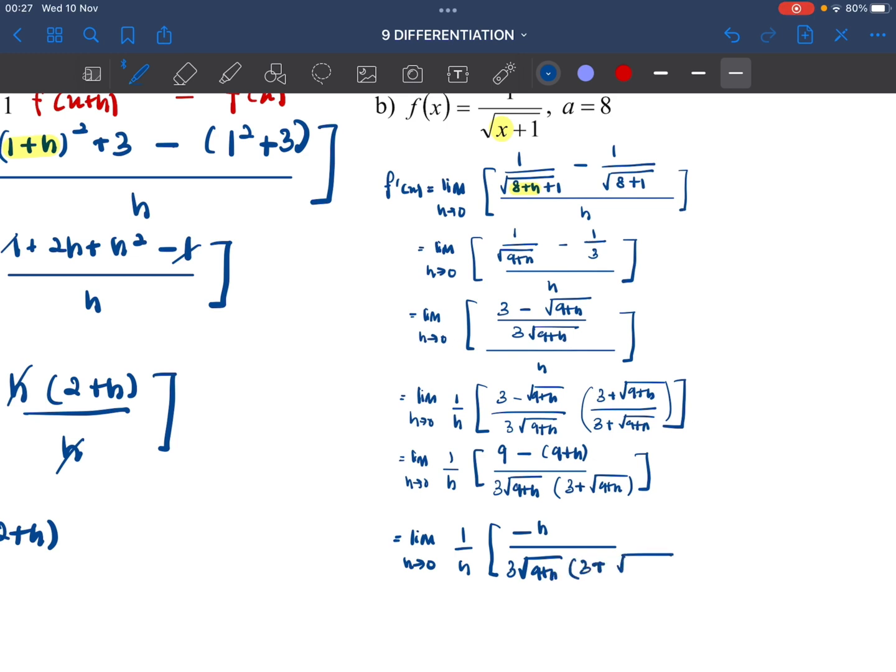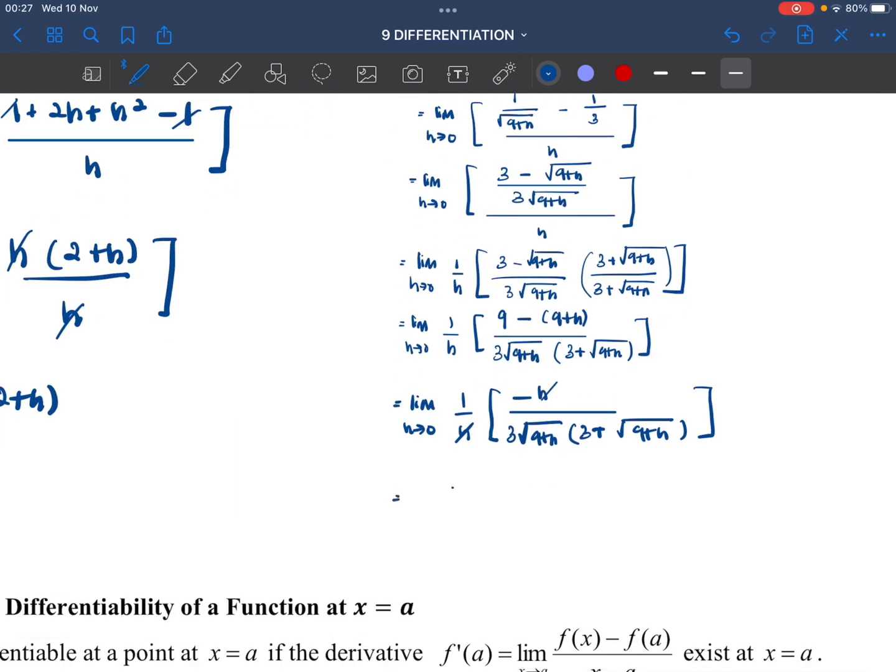3 plus square root 9 plus h. Okay. So, now we can cancel out h. So, just substitute. We have negative 1 atas over 3 square root 9 plus h, 3 plus square root 9 plus h, which is h is 0. So, your answer is negative 1, 3 times 9, 3 plus 3, that's going to be negative 1 over 54.